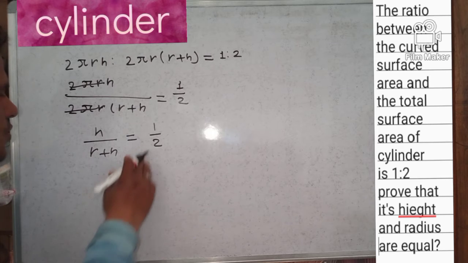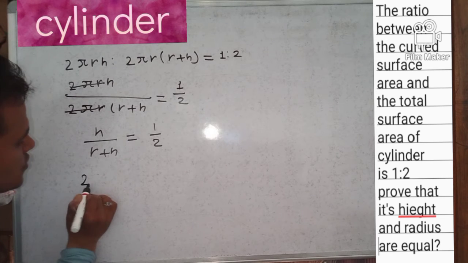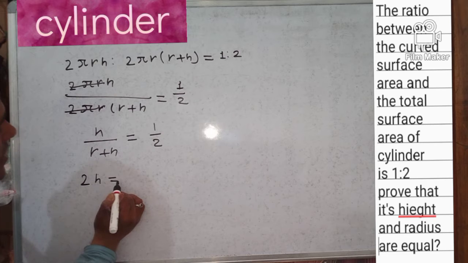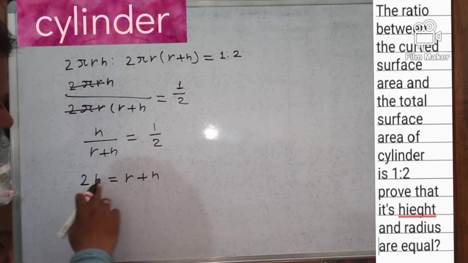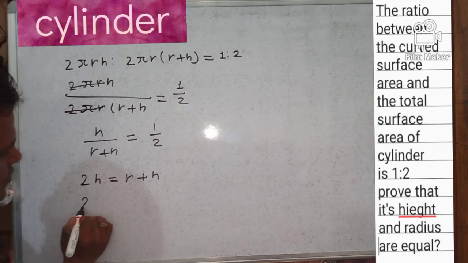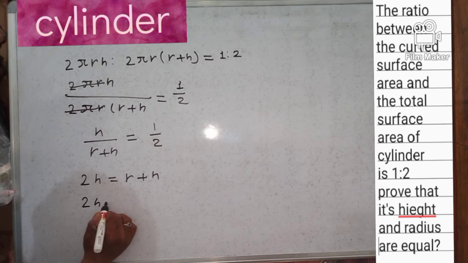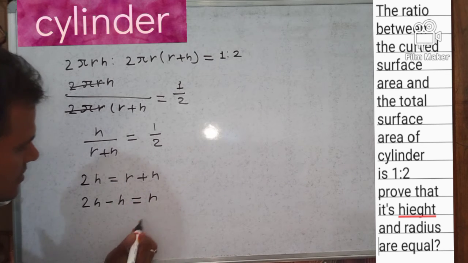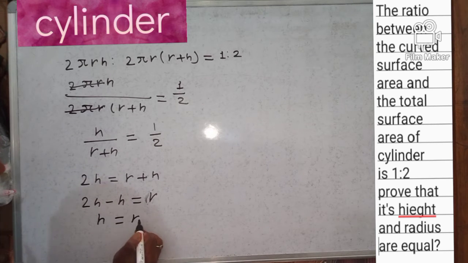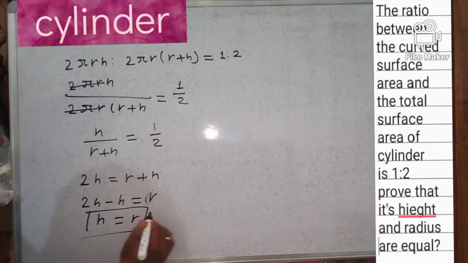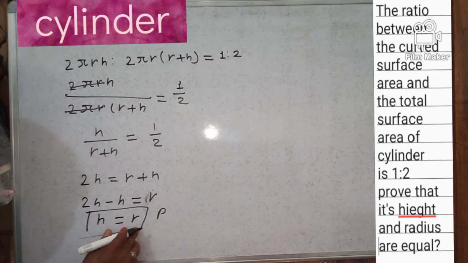1/2. 2 into h will be 2h is equal to r plus h, right? So 2h, this is plus, so here it will be minus h, is equal to r. So 2h minus h will be h is equal to r. So it is proved. h is equal to r.